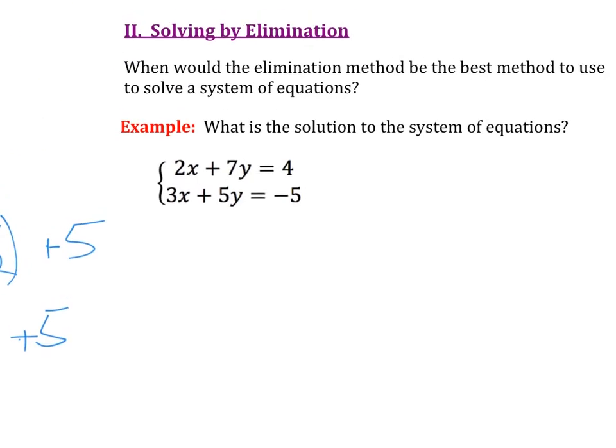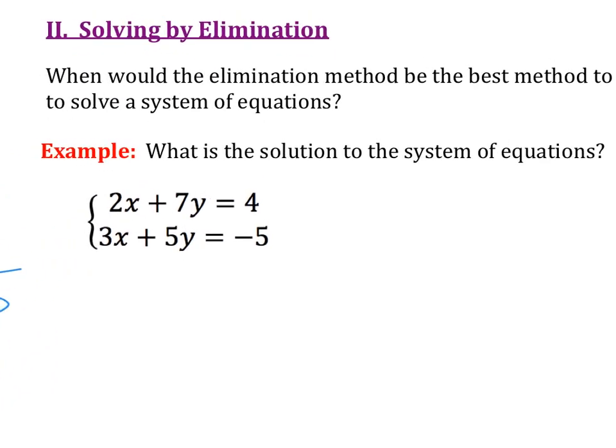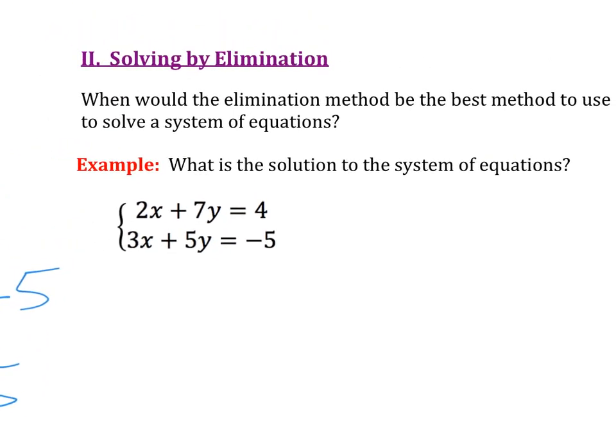So elimination, what you want to look for is two variables that might cancel each other out. So you want to have the same coefficient, meaning the same number attached, and one positive, one negative. So clearly the 2 and the 3 are not the same number, nor are the 7 and the 5. So from here what I'm going to need to do is figure out, can I turn a 2 into a 3 or a 3 into a 2?